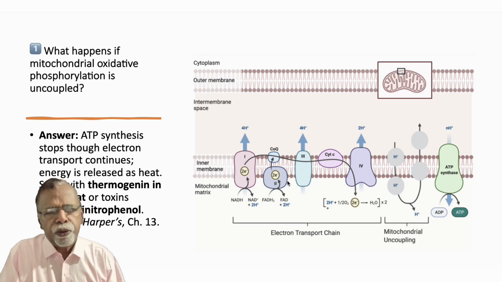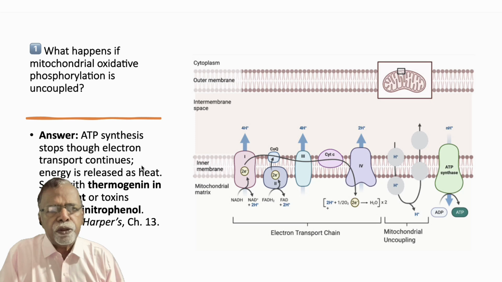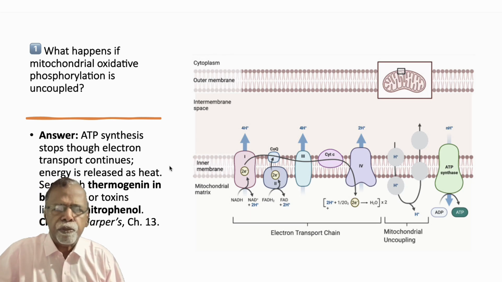What happens if mitochondrial oxidative phosphorylation is uncoupled? ATP synthesis stops, though the electron transport continues and energy is released as heat. So that's one point here. Remember, when mitochondrial oxidative phosphorylation is uncoupled, ATP production lags, but the electron transport continues and the energy is released as heat.